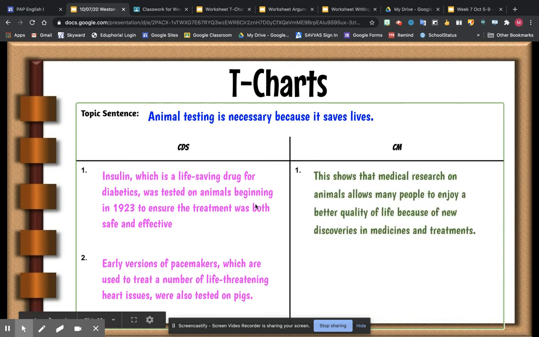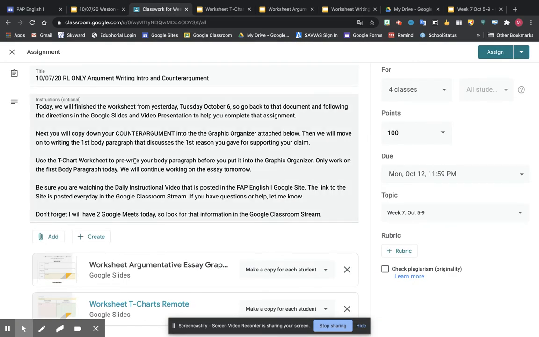And I need to explain how these 2 sentences support my topic sentence. This shows that, remember we always start with this shows that, medical research on animals allows many people to enjoy a better quality of life because of new discoveries in medicine and treatments. So basically all we have to do now is pull this information and put it into our graphic organizer. We might fix it up, make it a little nicer, edit and revise.